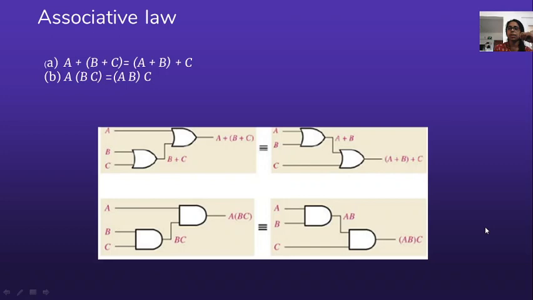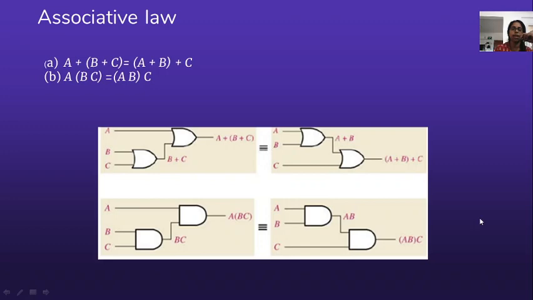Hope you understand associative law and its logical circuit. Here in between I am putting an equivalent sign. That's why three lines are appearing here. That is equivalence. That is showing equivalent. This left hand circuit is equivalent to the right hand side. Okay. Let's see the next law.